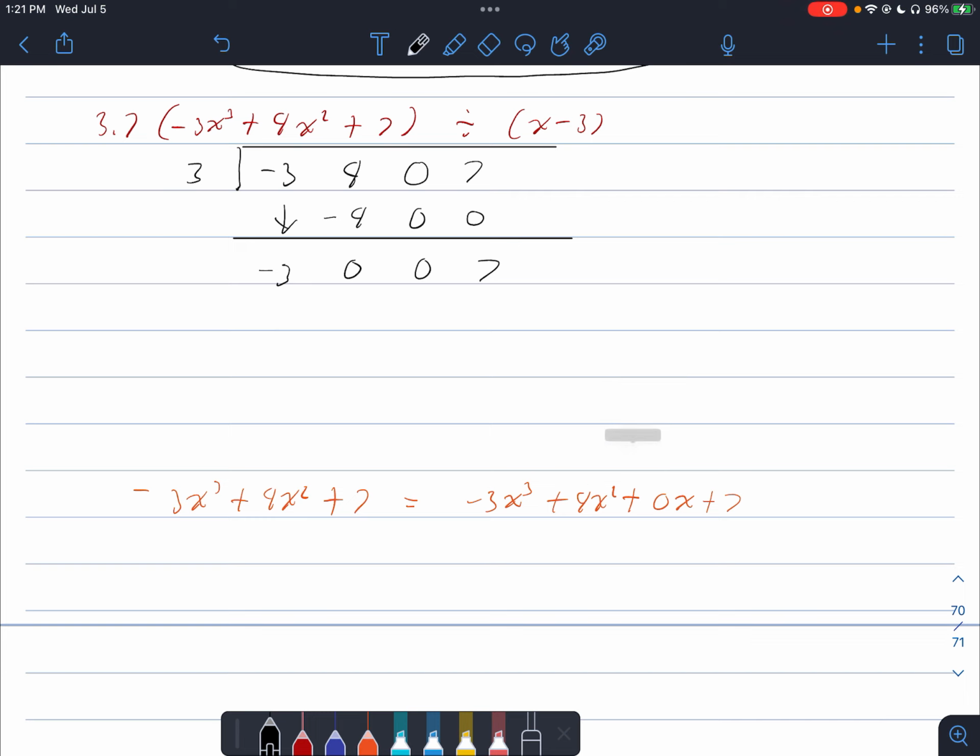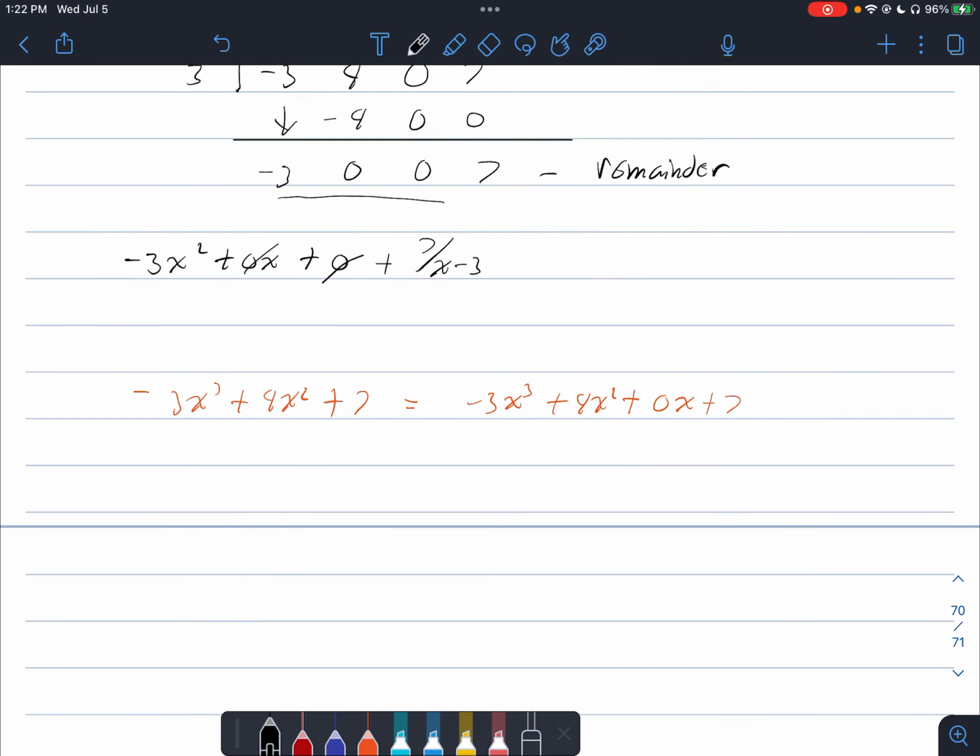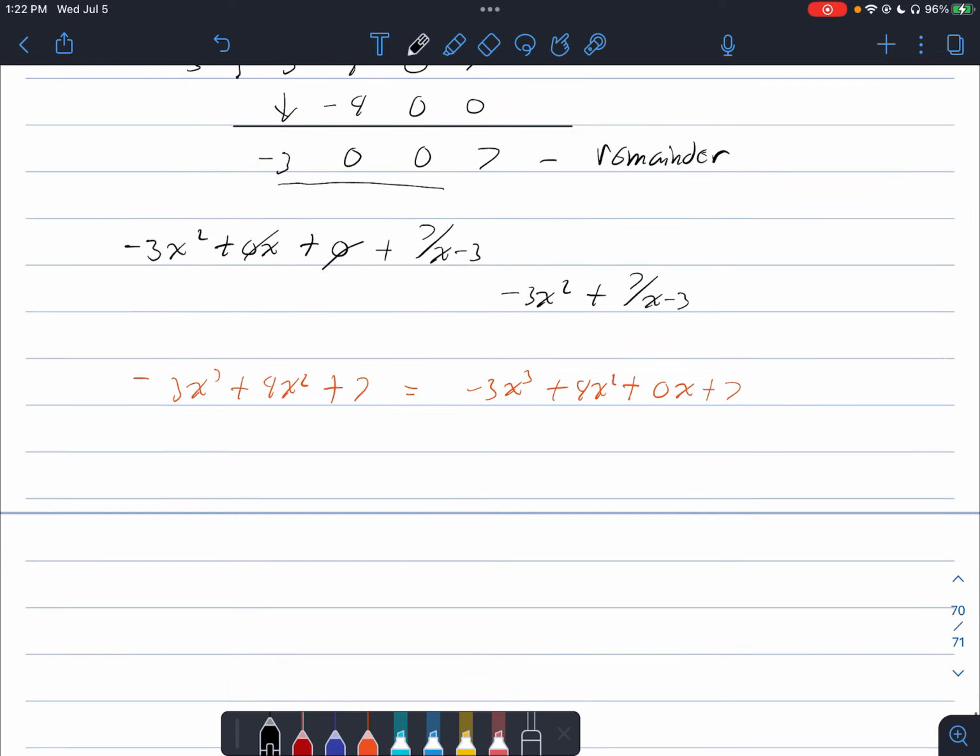So we have a polynomial of degree 2, where these are our coefficients, which is going to be negative 3x squared plus 0x plus 0. And then we have plus 7 over x minus 3, since 7 is our remainder. Okay? Or we can go ahead and just eliminate these and write this as negative 3x squared plus 7 over x minus 3. So that's how you would write this new polynomial here.